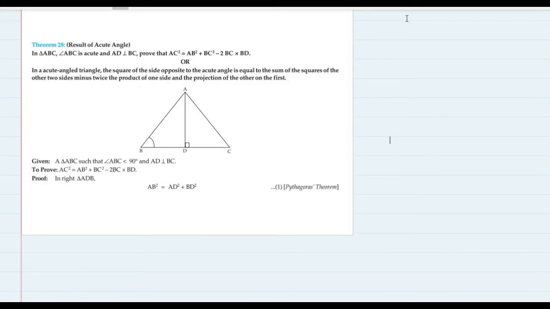It is not taught as a theorem here. It is taught as a theorem as a result of an acute angle, but it is actually a question in itself. So how to prove this? See, given is written for you. In triangle ABC, angle ABC is acute angle and AD is perpendicular to BC. You have to prove that AC square is equal to AB square plus BC square minus 2BC into BD.